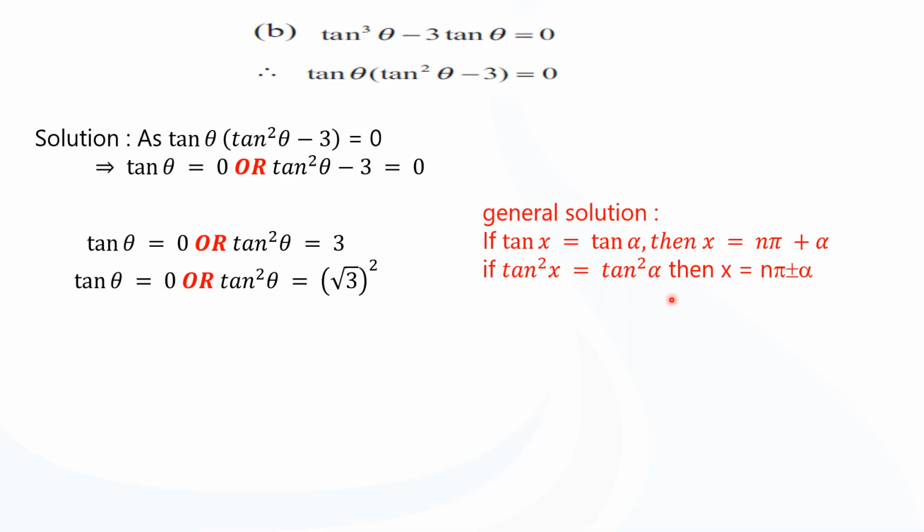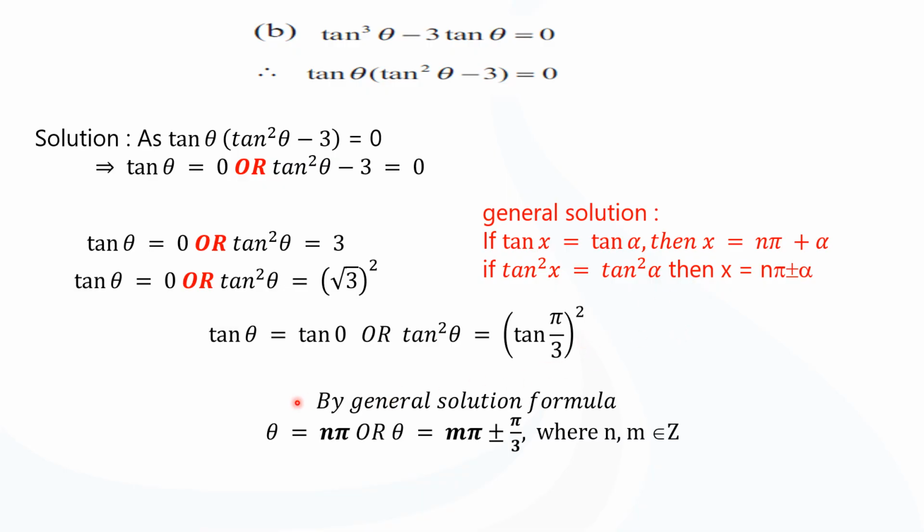So use the general solution formula for tan x is equal to tan alpha and tan square x is equal to tan square alpha. We write tan theta is equal to tan 0 and tan square theta is tan pi by 3 square. So using the formula we get theta is either n pi or theta is m pi plus or minus pi by 3. Use another letter than n, and remember to write that both of them belong to Z.